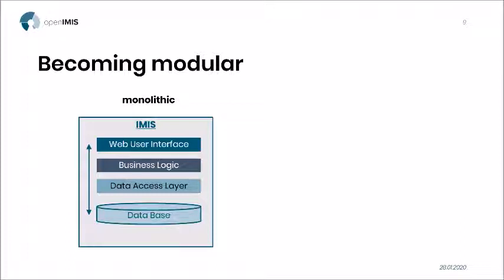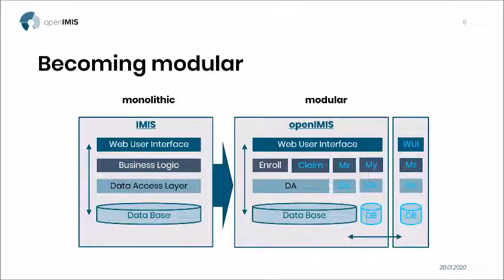When we had IMIS, as you can see on the screen, it was a very monolithic structure with just distinctions between the web interface, all the business logic in one monolithic layer, and then a data access layer and a separate database as well. What we wanted to achieve was to get rid of this monolithic structure and get to a more modular one where different functionalities could be combined in ways.